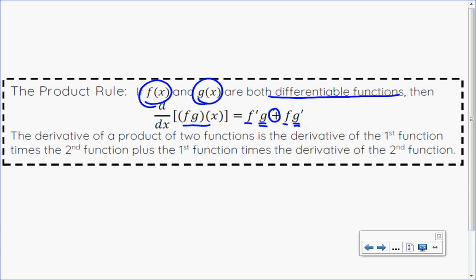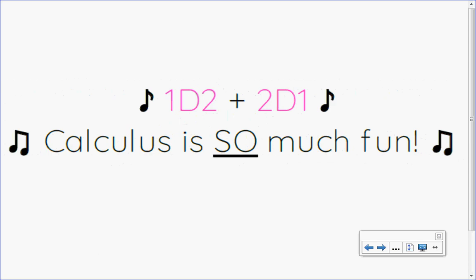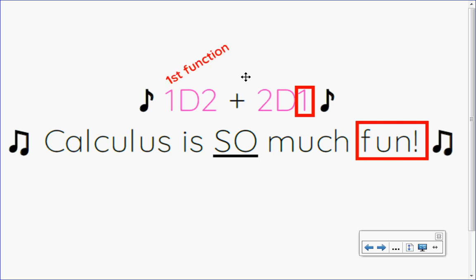Now that's the calculus definition. Let's look at a way that I like to do the product rule. So I like to have a hook or a way to remember things. So what I'm going to do is I'm going to say that 1d2 plus 2d1, because calculus is so much fun. So I like a little rhyme to help me out to remember things, especially when that rhyme is true. Calculus is so much fun, and it rhymes with 1. So what does this little rhyme mean? Well, 1 stands for my first function. D2 stands for the derivative of the second. 2 stands for my second function, and D1 stands for the derivative of my first.